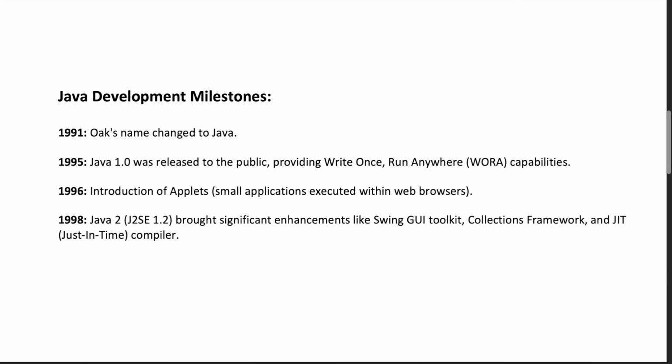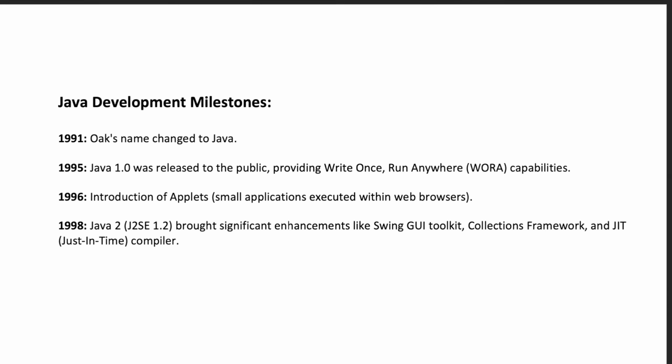Okay, let me talk about the Java development milestones. In 1991, the first name given to the Java language was Oak. And in 1995, we got a stable version, Java 1.0, which was released to the public, providing write once, run anywhere, WORA capabilities. Java 1.0 had the capability to run on any operating system like Linux, Mac, or Windows.